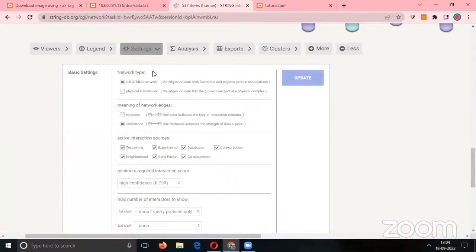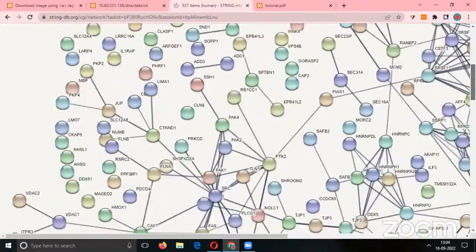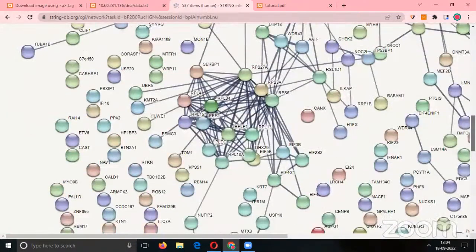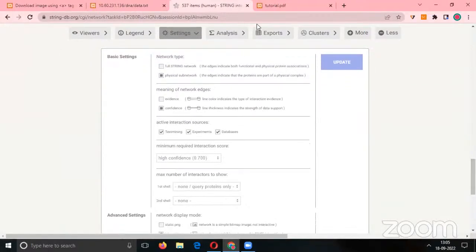Okay, so the next change that you can do is again go to settings. You will see the first option, network type. From full STRING network, you change to physical subnetwork, update it. You will see the corresponding changes. There will be so many proteins left uninteracted. Understood?